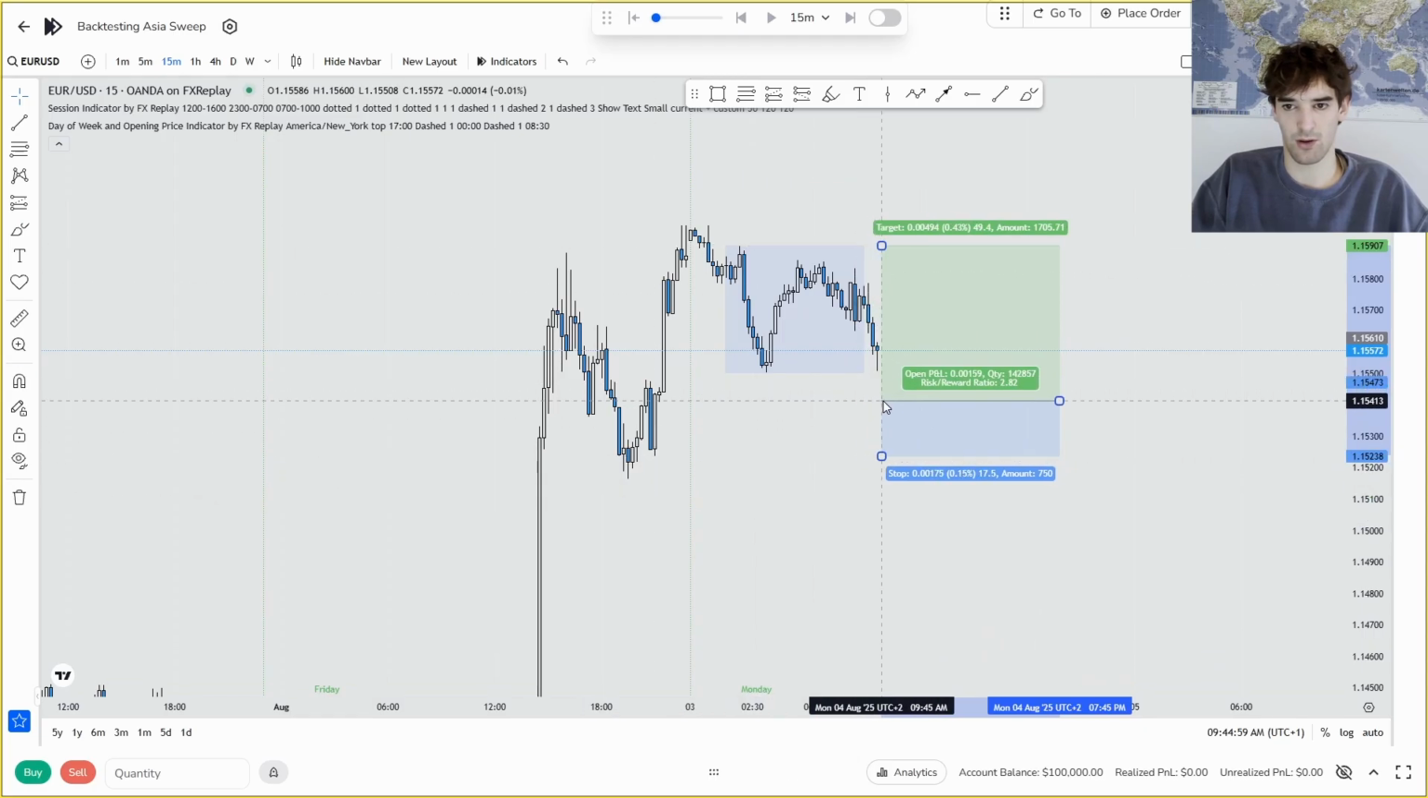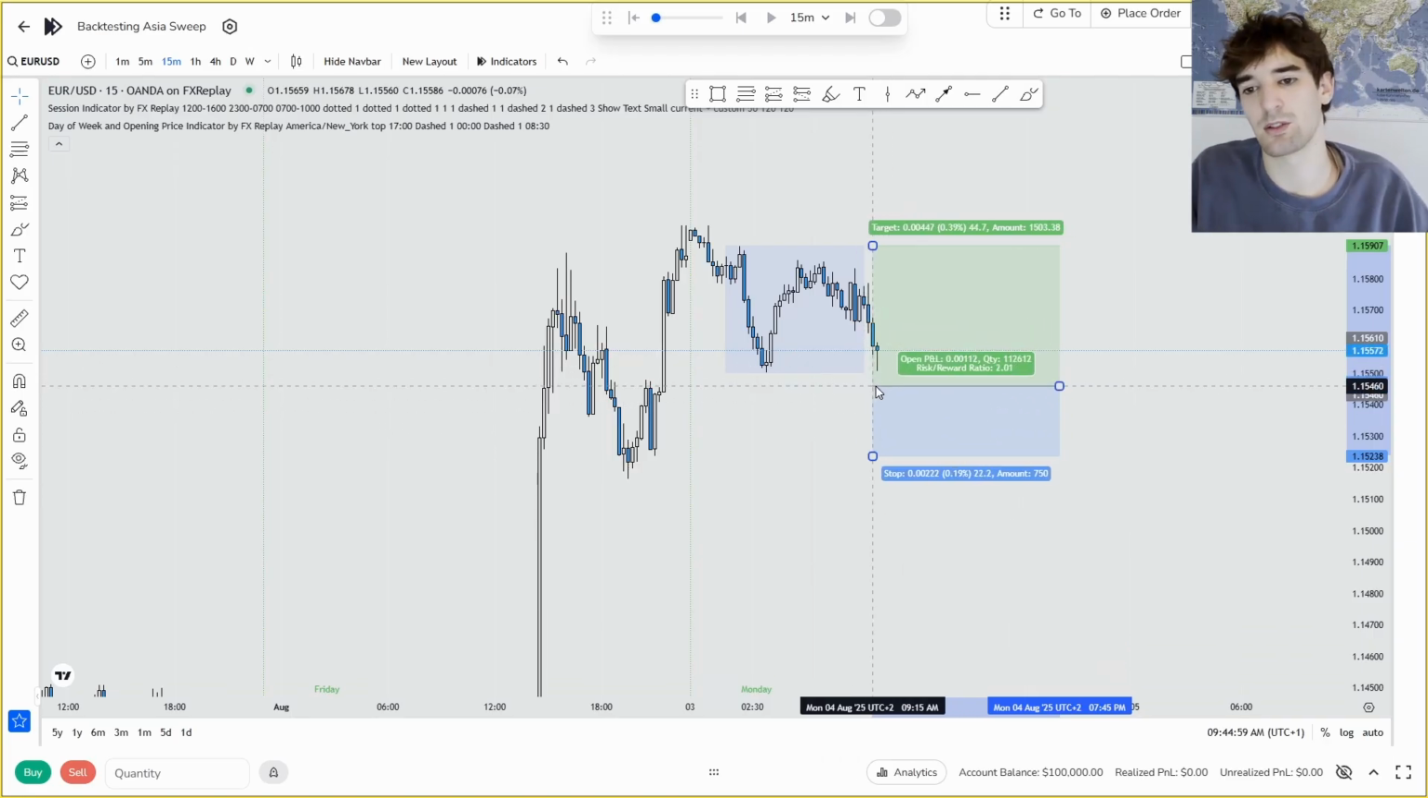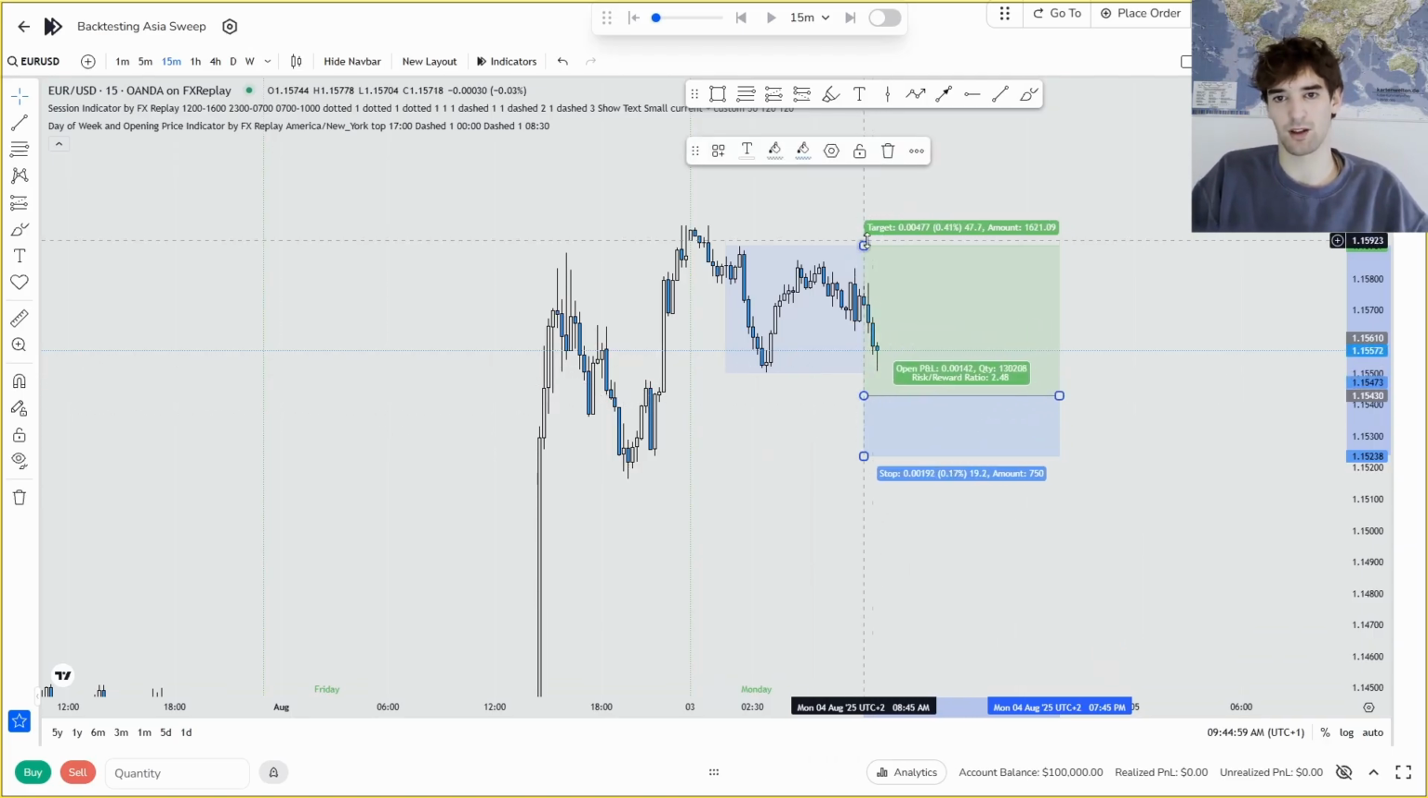entry at 3R. So the way I determine my entry is you can see that I have a take profit, stop loss, and then I just look for 3R. So you can see at the risk to reward tool that it's 2.89.